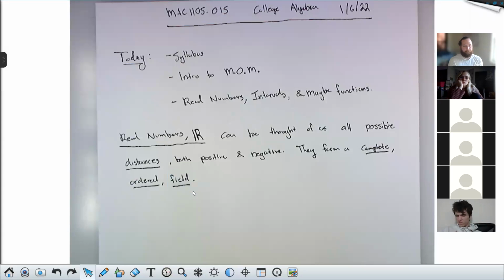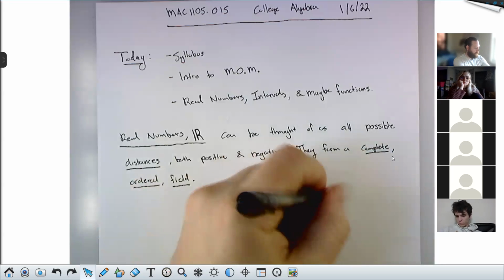Ordered means if you have any two real numbers that are different from each other, non-equal real numbers, one is always bigger than the other. In other words, you can arrange them on a line. And then complete, this is the big one. This means that there's no gaps, and that's kind of a weird thing.